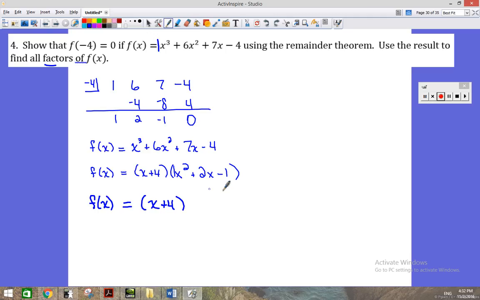I have to use the quadratic formula. That's not a perfect square. Sorry about that. So the opposite of b is -2 plus or minus the square root. B squared is 4 minus 4 times a times c, all divided by 2a.